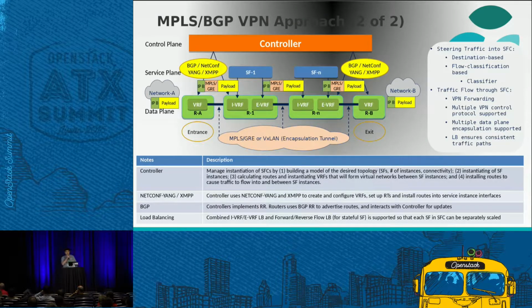Here is a simple diagram that describes the chains based on the MPLS BGP VPN method. Basically, I can see that there is the controller, and it's responsible for creating and building the service function chain topologies, including different service functions, the number of instances, and the whole connectivity on the overlay networks. It's also responsible for creating the virtual routers for the different service functions in the routing system that the service functions are connected to in the chain.